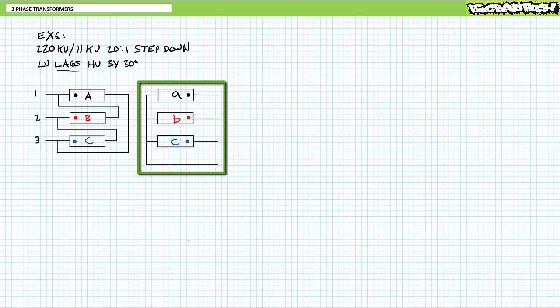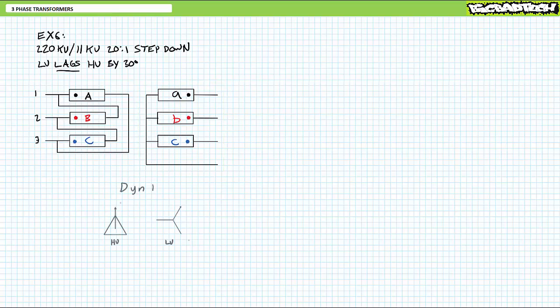Understandably, this is a Y-configured low voltage secondary with a neutral, so you get lowercase yn. Thus, the nomenclature would indicate that this is a DYN1 transformer. The displacement diagram would illustrate the high voltage delta as a triangle pointed straight up and down, and the low voltage secondary is a Y tilted 30 degrees to the right.